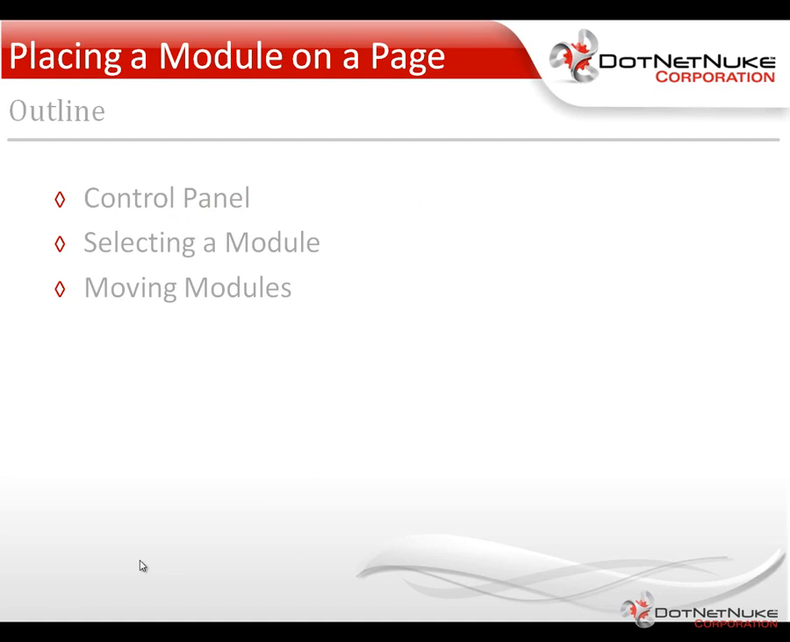So we're going to be using DotNetNuke Professional 5.6.0, but everything we do in this video applies to DotNetNuke Community Edition as well. So we're going to be utilizing the control panel in DotNetNuke to select a module, configure a couple settings, and then place the module on a page. And then after that, I'll show you how you can move the module on the page as well. In a future video, we'll go into module-specific settings and how to maintain those.